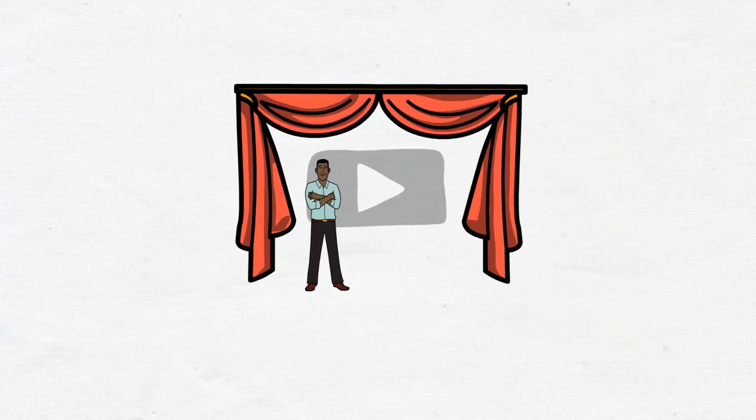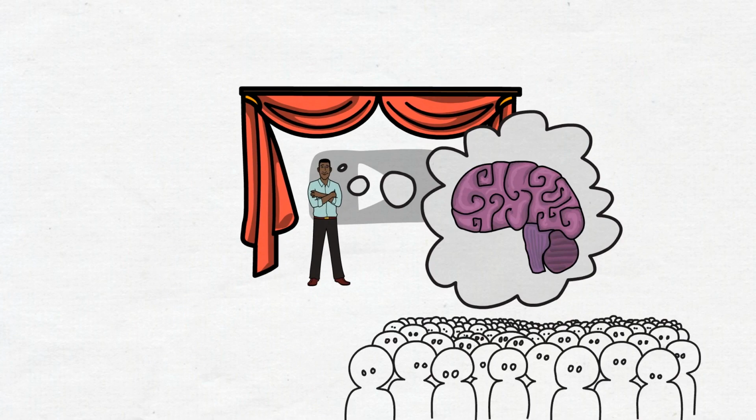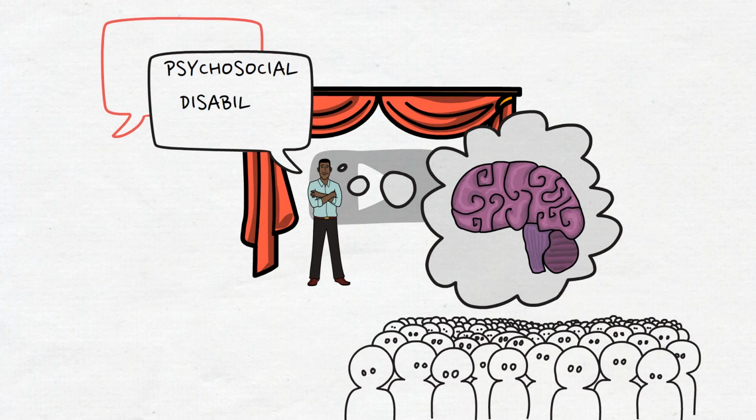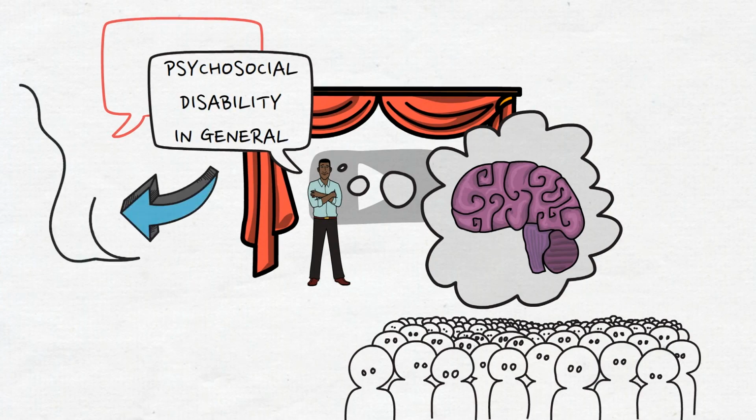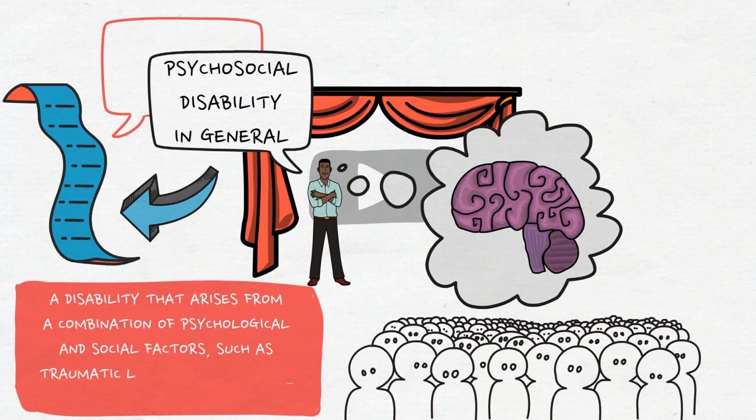As part of exploring the complexities of mental health and the different experiences that people may have, today we're going to discuss the broad topic of psychosocial disability in general. This is a term used to describe a range of mental health conditions that can impact a person's social and emotional functioning. It refers to a disability that arises from a combination of psychological and social factors, such as traumatic life events, poverty, discrimination, and social isolation.